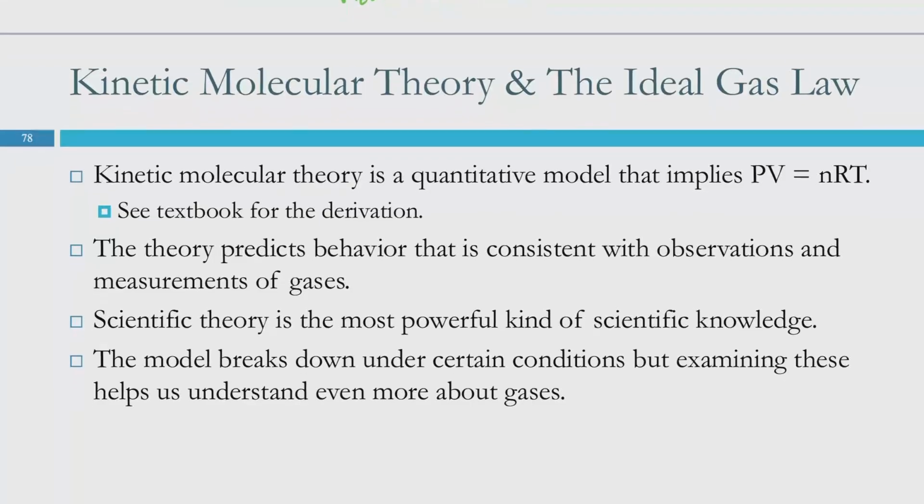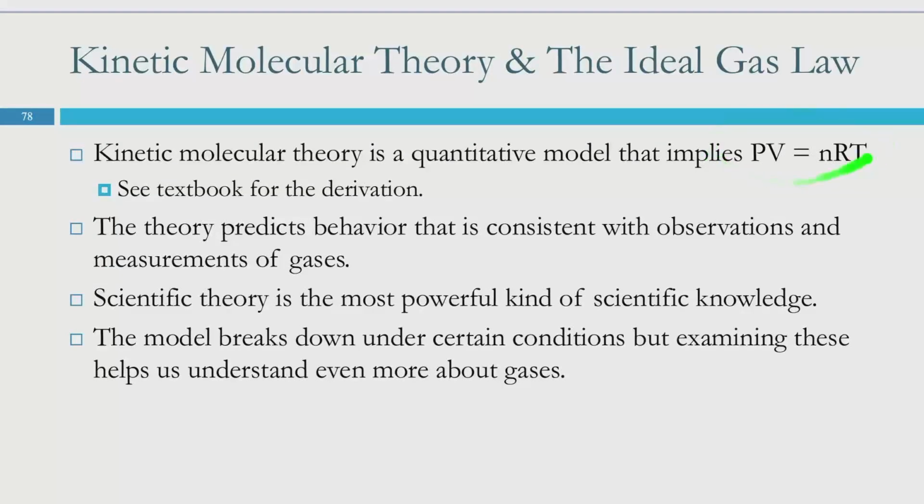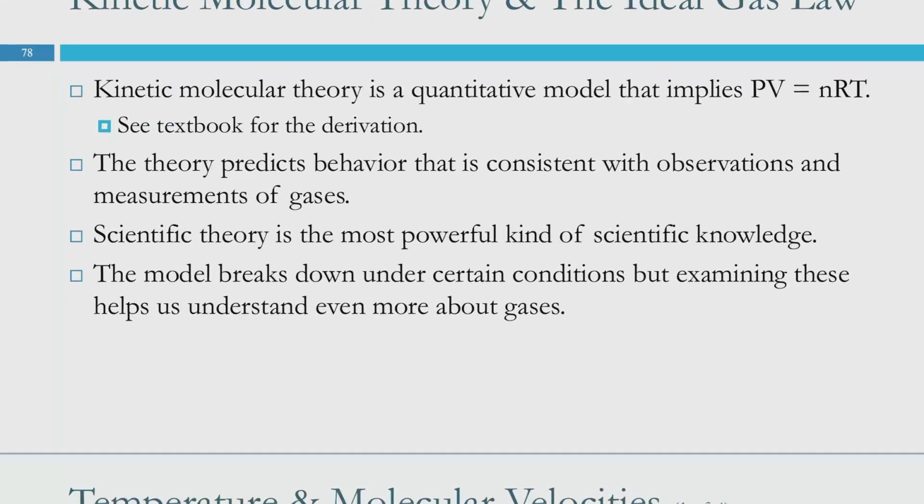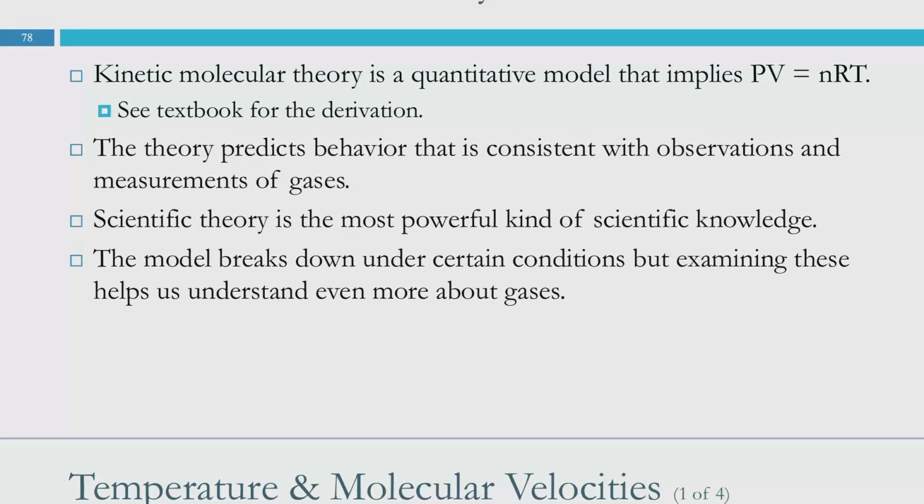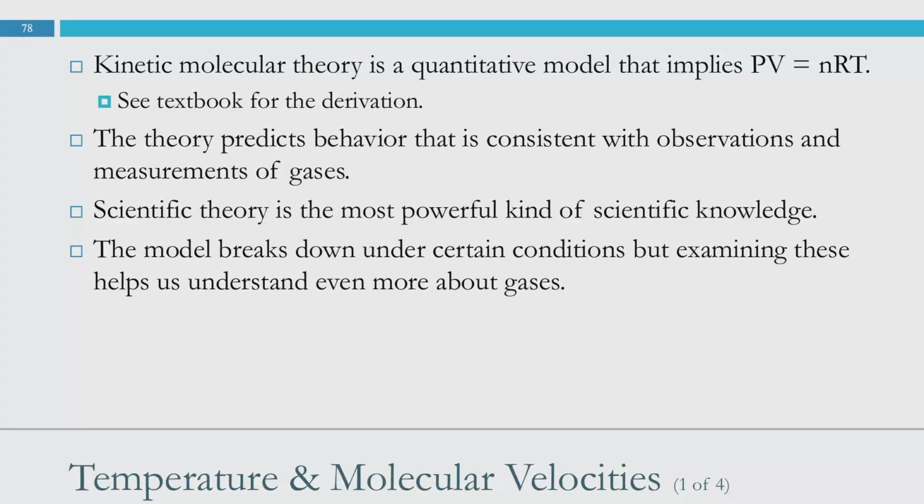So kinetic molecular theory implies PV equals nRT. You can see the textbook if you want to see where that comes from. You don't need to know where it comes from. And its behavior predicts behavior that's consistent with our observations and measurements of gases. So it mostly tracks with what we see and experience in terms of gases. It does break down under some situations, but for the most part, it's a fairly accurate representation of how gases behave. And it's good enough for most applications that we'll encounter.